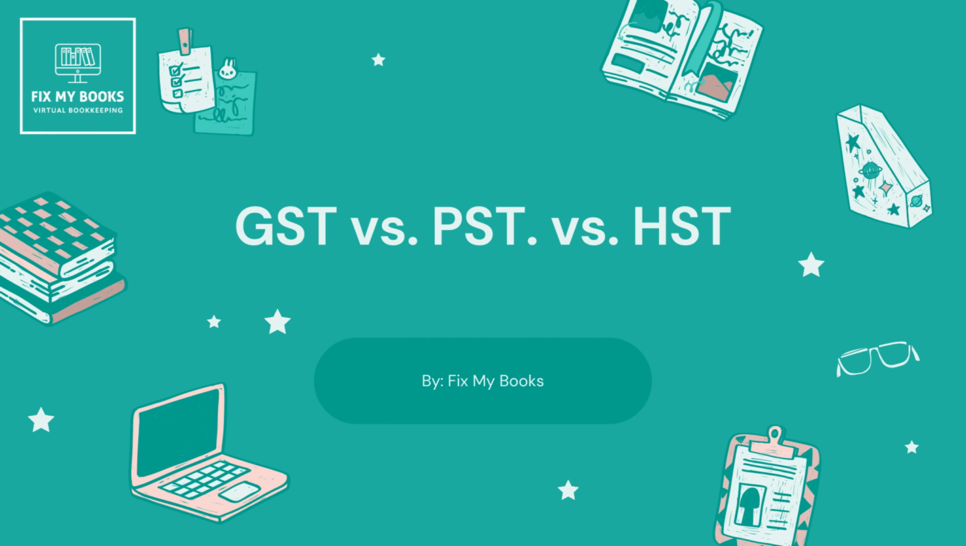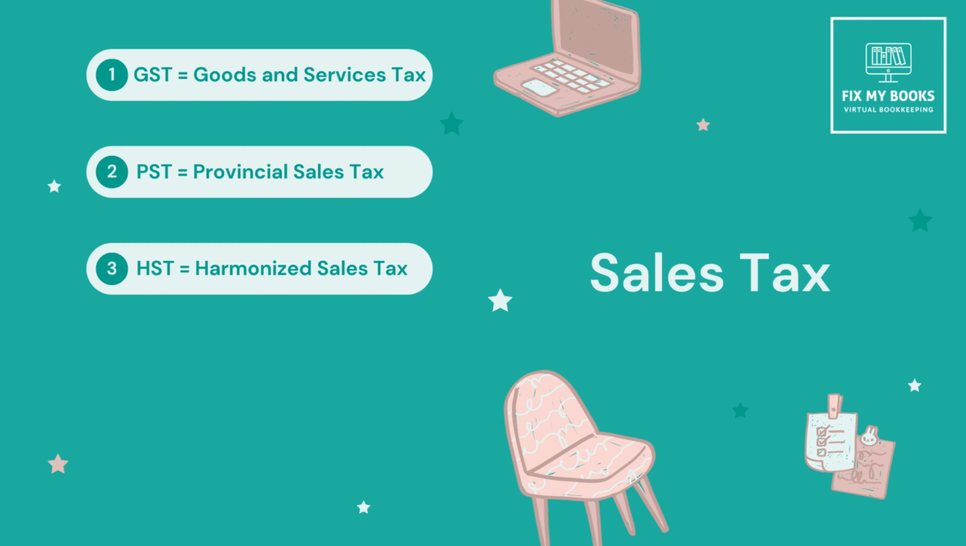So, first of all, there are different types of sales tax in Canada. There's PST, GST, and HST. PST stands for Provincial Sales Tax, GST stands for Goods and Services Tax, and HST stands for Harmonized Sales Tax. Now there's another tax called QST that is special for Quebec only, called Quebec Sales Tax. The rest are just PST, GST, or HST.